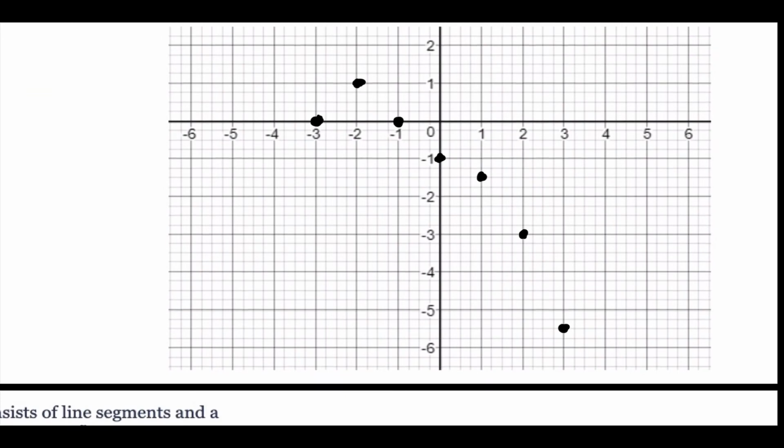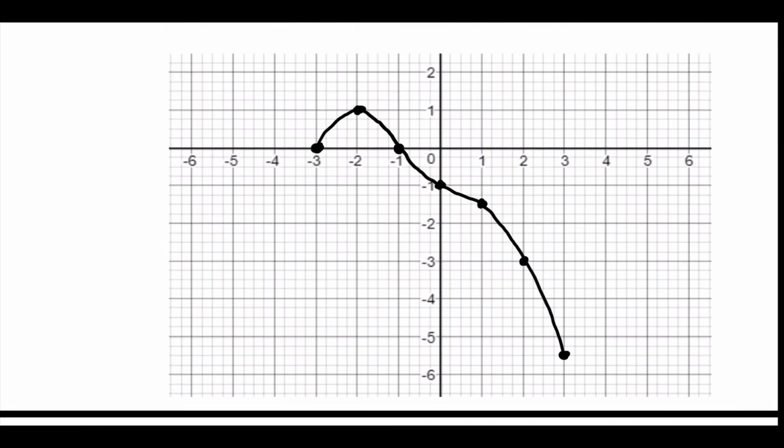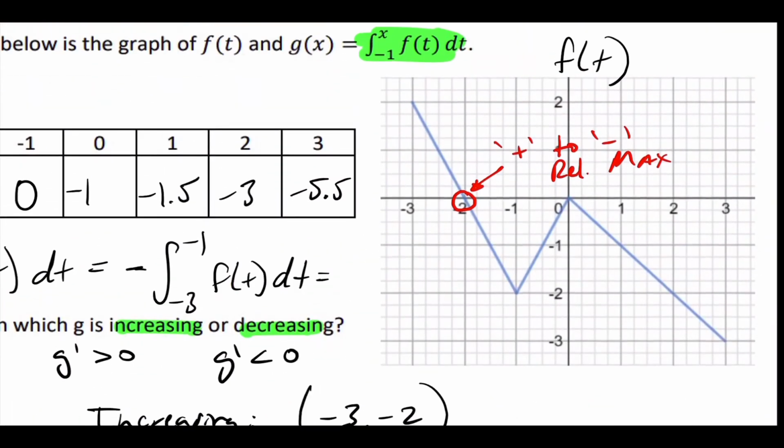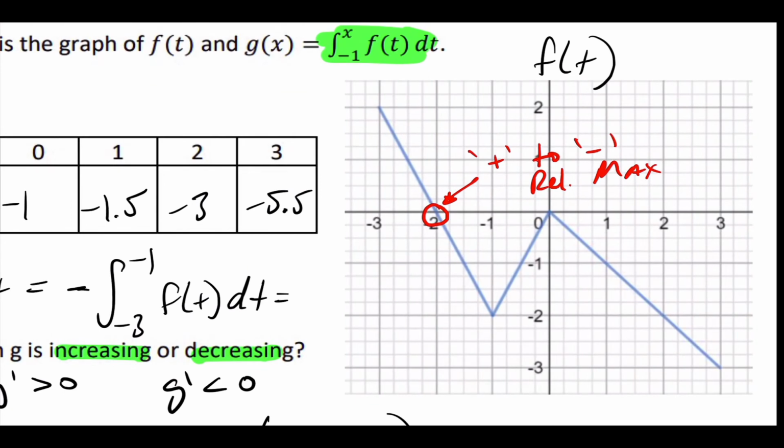Okay. So the graph kind of looks like this. This is G. This is the graph of G. So the derivative of this graph is this graph here, right? That's the derivative.